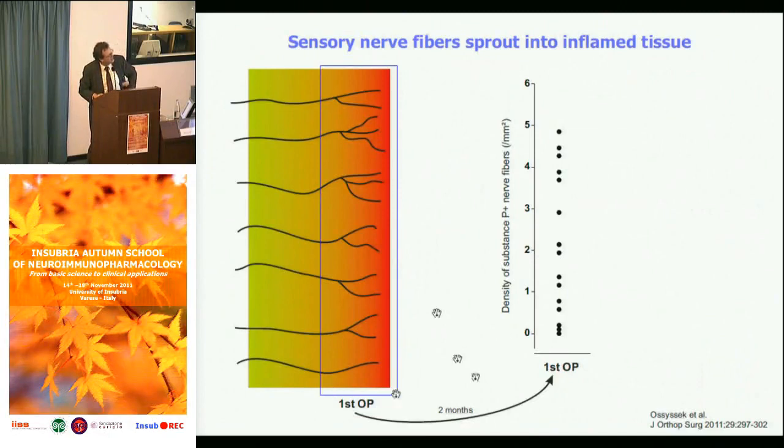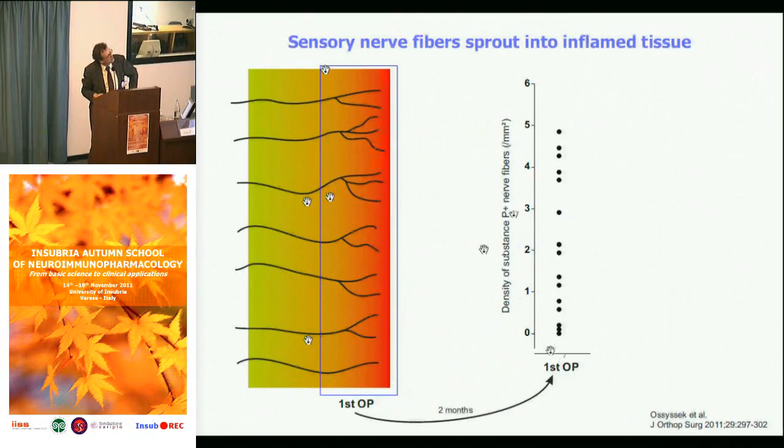What we did, we took synovial tissue. This is the synovial tissue from patients with rheumatoid arthritis, and this was taken during a first knee operation with arthroscopy. You go into the joint, make arthroscopy, and you take away a piece of the synovial tissue, first operation. And then you look into density of substance P-positive nerve fibers.